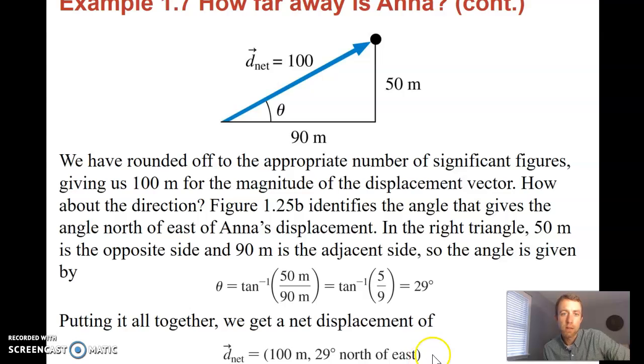You need to be very specific when you solve for this, because we could be looking at north of west or west of north, or there's lots of different ways to describe a direction. The angle alone doesn't tell the whole story. So be specific about that.